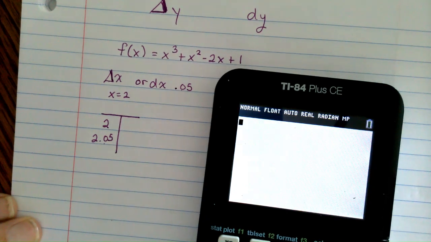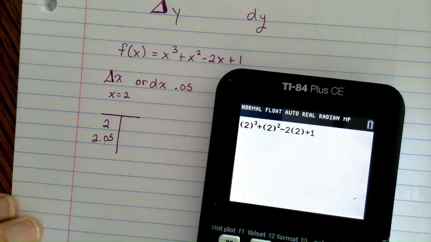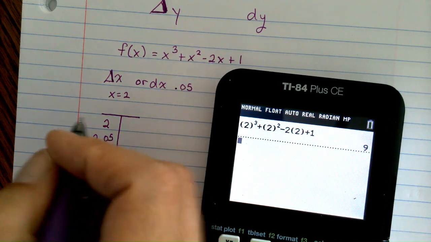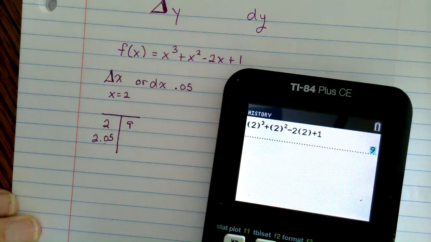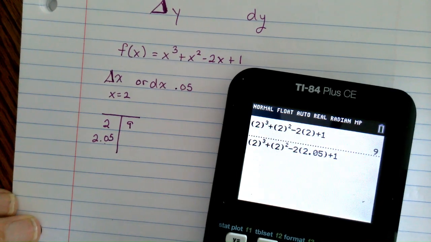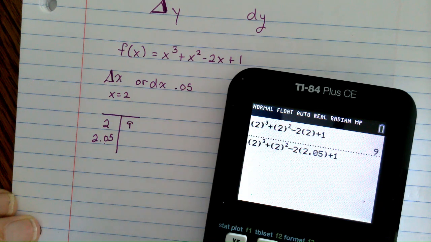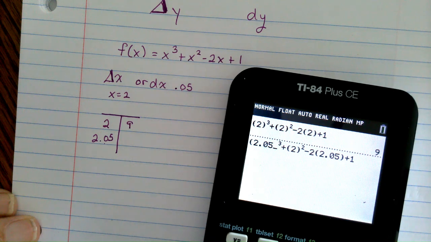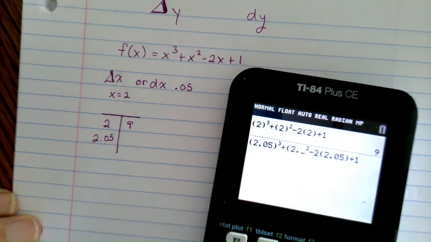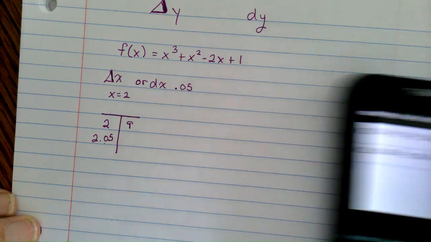So we would have 2 to the third plus 2 squared minus 2 times 2 plus 1. That's 9. And what if all those 2's became 2.05s? Now we're at 9.717625.